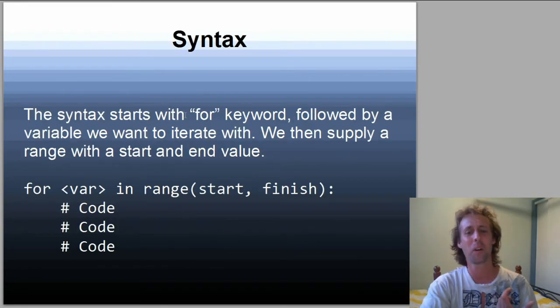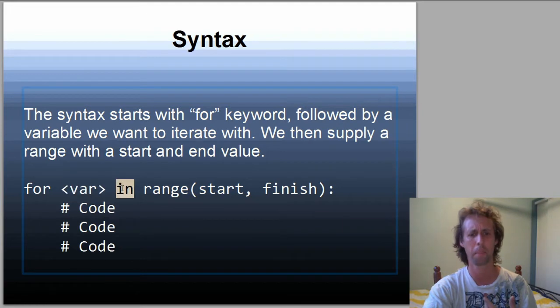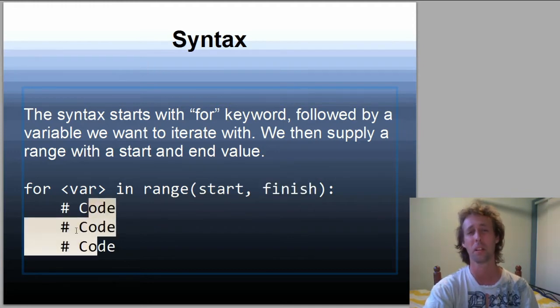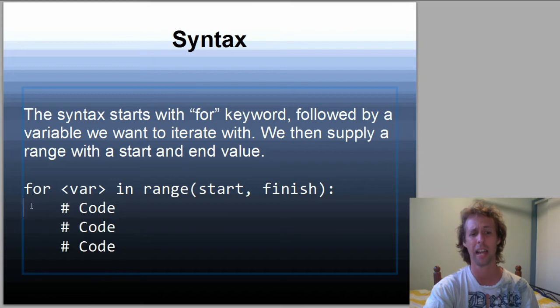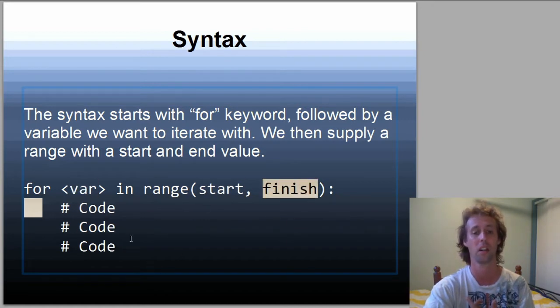So the syntax for a for loop starts with the for keyword, and we follow that with a variable name, whatever we want to iterate with. We'll see all of this in action in just a minute. Then the in keyword, and then we call a function range, and range has a start and a finish. What's going to happen is the block of code, which is whatever's tabbed across one space from the for, is going to repeat over and over again, and the variable is going to count from start to finish each time the block iterates.